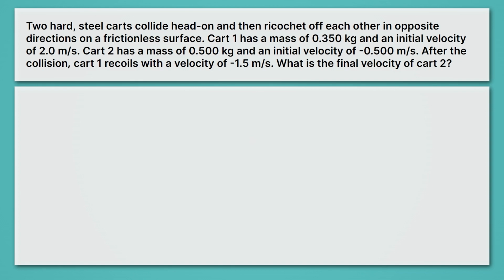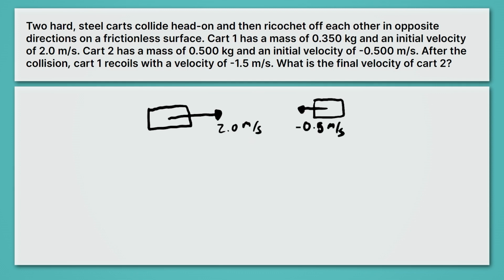All right, to start to get your head around a problem like this, let's draw a picture. So first up, we have two carts. One cart, let's say, is traveling to the right, and it's traveling to the right there at 2.0 meters per second. The other cart is traveling to the left, and it's traveling at 0.5 meters per second. We say it's negative because it's traveling in the opposite direction. So this is all before our collision.